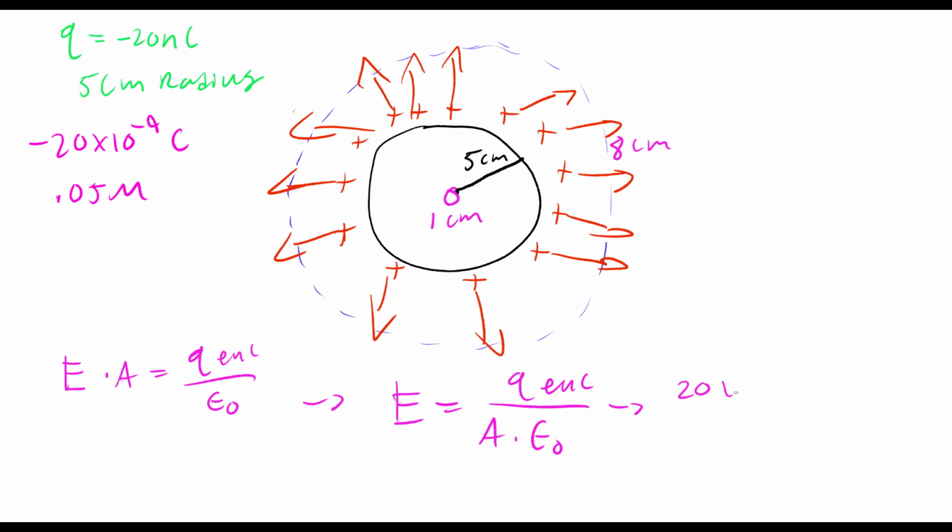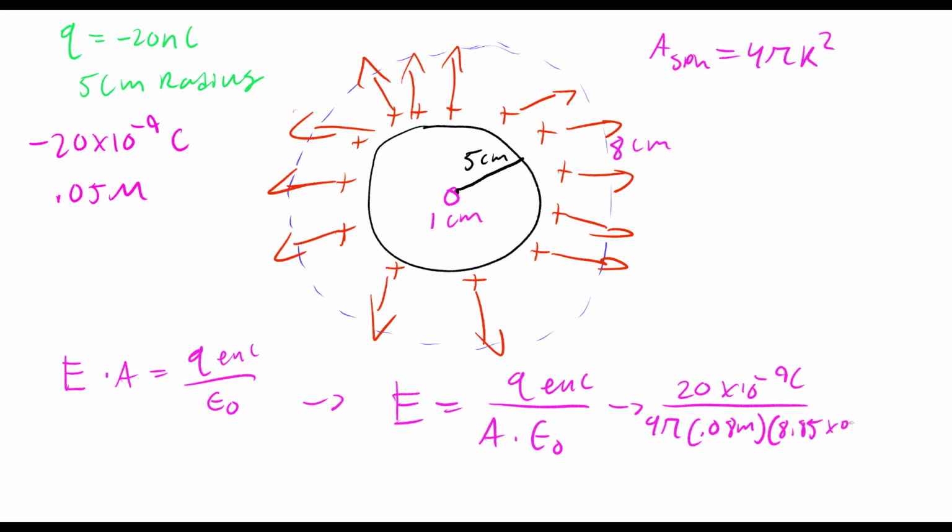So you have 20 times 10 to the negative 9 coulombs over what? What's the area of a sphere? The area of a sphere is 4 pi r squared. So 4 pi, with the radius of 0.08 meters, and then multiply it by epsilon sub naught, which is 8.85 times 10 to the negative 12, coulomb squared per newton meter squared.